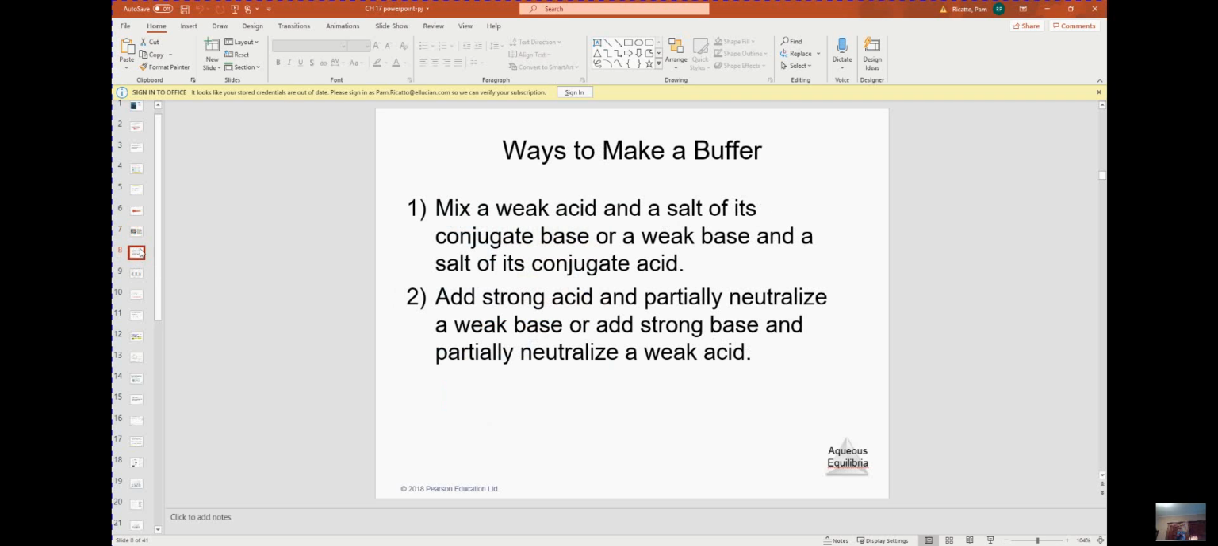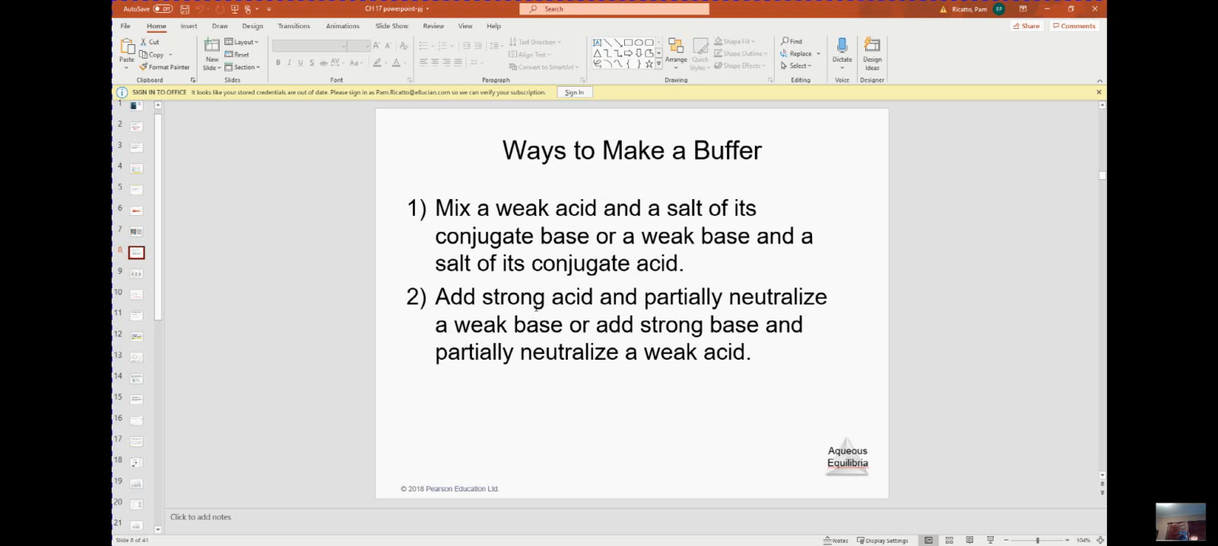Okay, so ways to make buffers. Mix a weak acid and the salt of its conjugate base, or a weak base and the salt of its conjugate acid. Okay, so you're purposefully putting in the acid and its conjugate base, or the base and its conjugate acid. Okay, so I'm going to just draw that for you for a second.